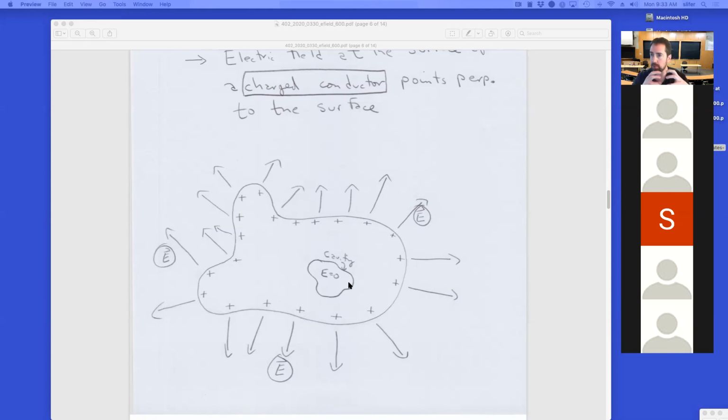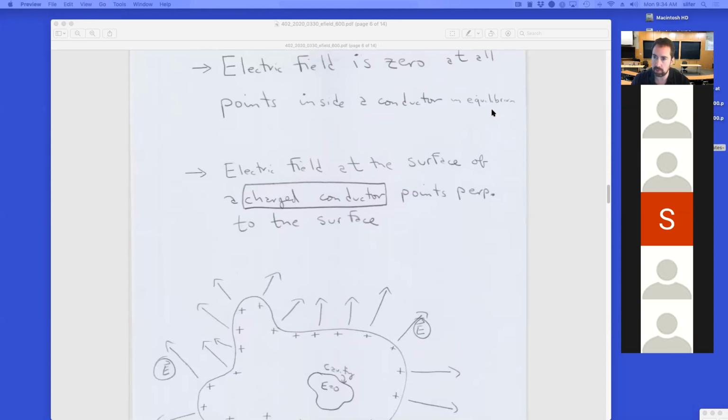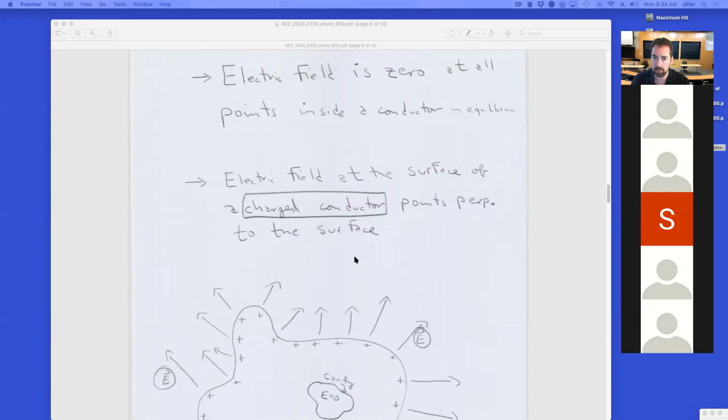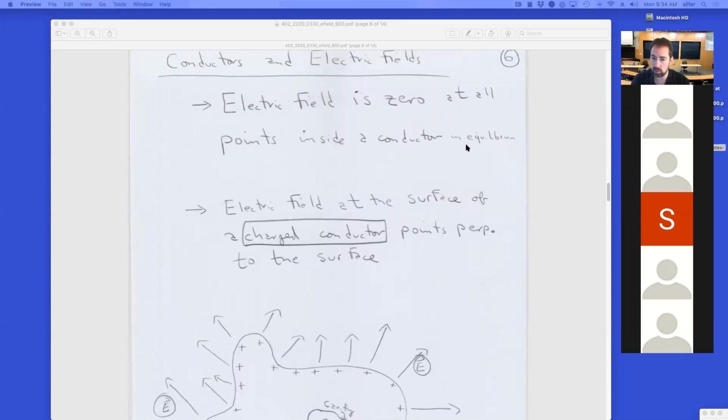Say it's a copper potato or something, some kind of copper lump. What we'll find very quickly is that charge hits the surface and spreads out through the conductor, at the level of nanoseconds. So when I say equilibrium, equilibrium is established very, very quickly. Once that equilibrium is established, the electric field inside the conductor is zero. So the electric field is zero at all points inside a conductor in equilibrium.